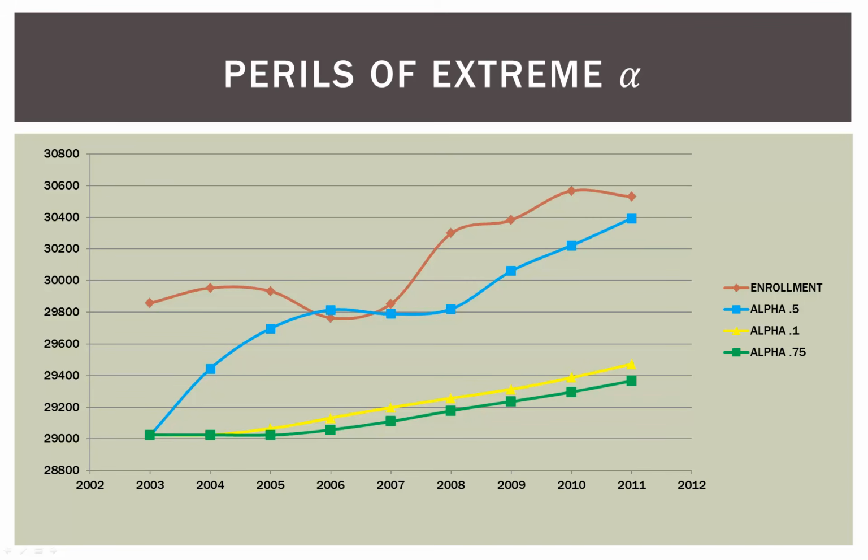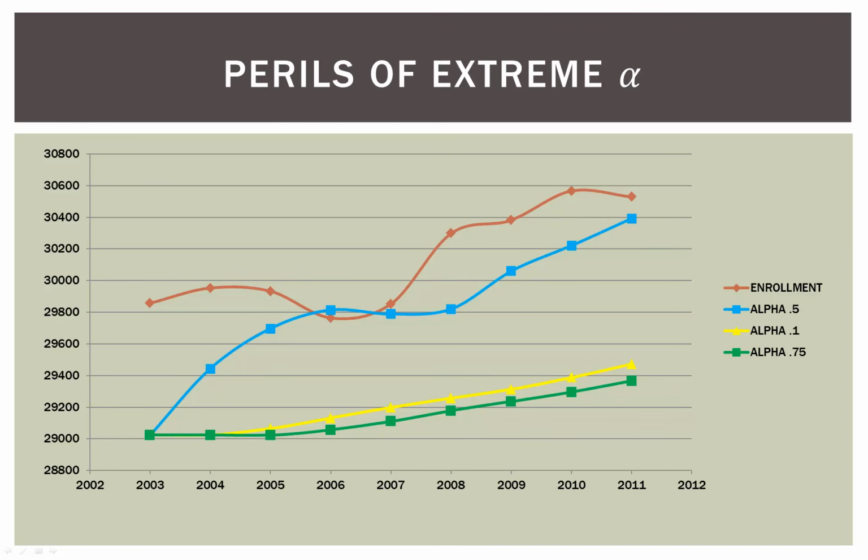Now in the green, I've picked a very high alpha of 0.75. By all evaluations, that's even worse. That's even below the alpha of 0.1. So what's going on here? Remember what I said: as the alpha gets close to 1, our forecast is the previous year's actual enrollment, sort of the naive method.